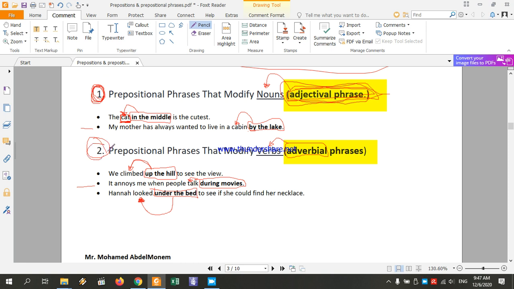The second function, however, is that we use prepositional phrases as adverbial phrases to modify or describe verbs. For example, we climbed up the hill. Up the hill here modifies the verb climbed. It tells us where they climbed, not just over the wall or up the tree. No, they climbed up the hill. So here are the two prepositional phrase functions.